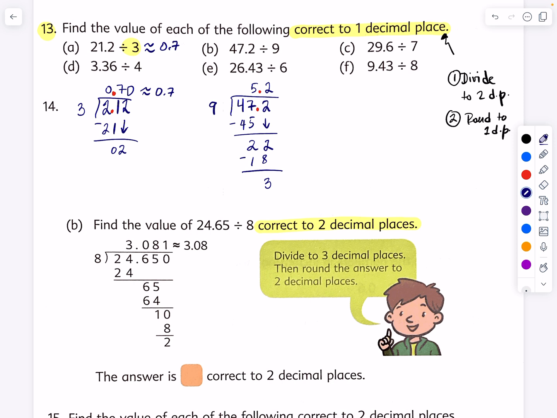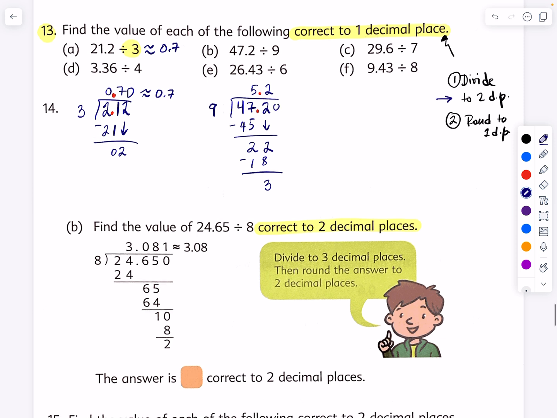Are we done? No, we're not done. We must divide to two decimal places. So we're bringing down a trailing 0. 9 goes into 40, 4 times, and of course we're going to have those remainders, but that is all we need. We need to divide to two decimal places. And now part 2, let's round our quotient. 5.24 to the first decimal place rounds to 5.2. So it is 5.2.